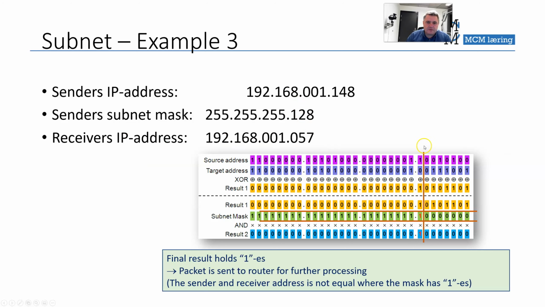So they have to be the same to the left of this division line here, because this is where you have ones and this is where the zeros start. A subnet mask will never have a mix of zeros and ones, so you can't have 100011001100. It will always be ones followed by zeros. And therefore, since the sender and receiver are not the same to the left of this division line, the message will have to go to the router.